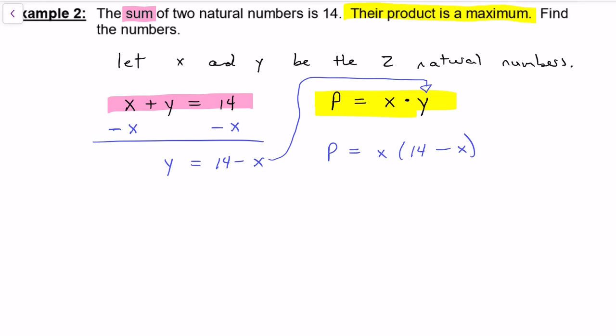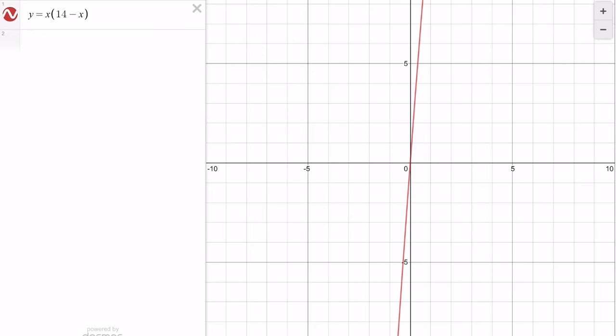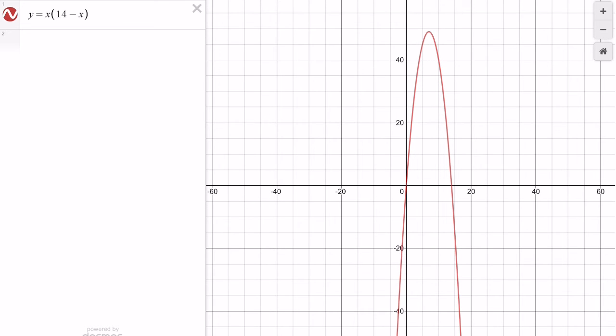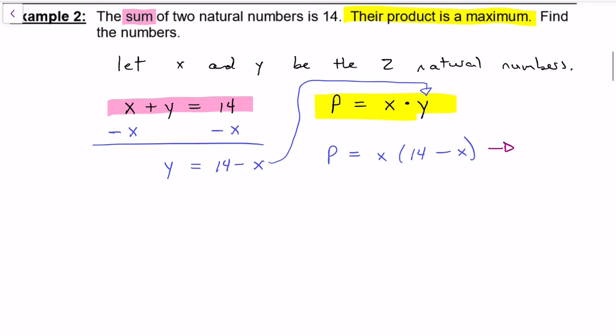I'm going to graph it on Desmos and find the vertex. If you're doing it on your graphing calculator, just remember, instead of P you're just putting y. Same thing for Desmos: y equals x times 14 minus x. First thing, I don't see very much, but what's nice on Desmos is you just pinch your screen, and there's my parabola. Then all I have to do is tap it, and I get the vertex. It's (7, 49). So I know the vertex is (7, 49).